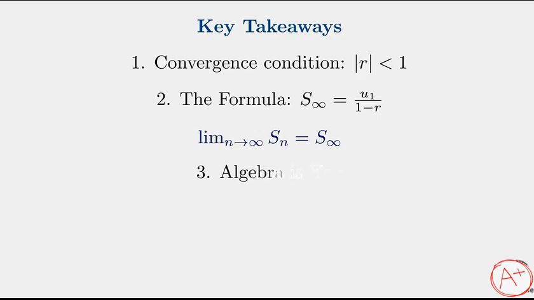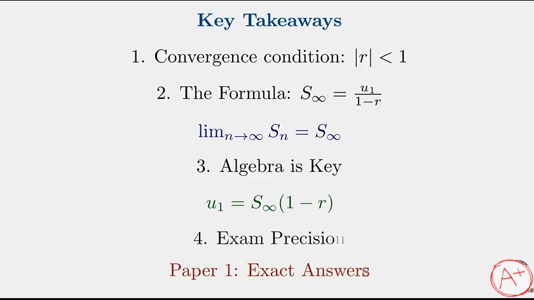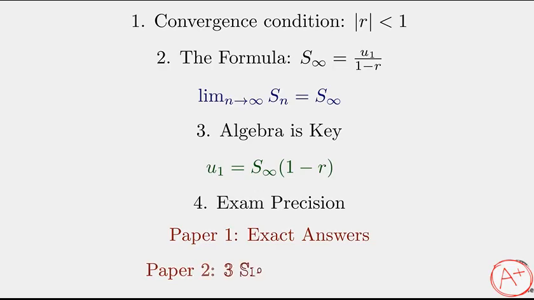Third, be prepared to rearrange the formula to find missing variables. IB questions often require you to solve for u1 or r, sometimes leading to quadratic equations or systems of equations. Finally, remember that in paper 1, you should provide exact answers, while in paper 2, you should give your answers to 3 significant figures, unless specified otherwise.